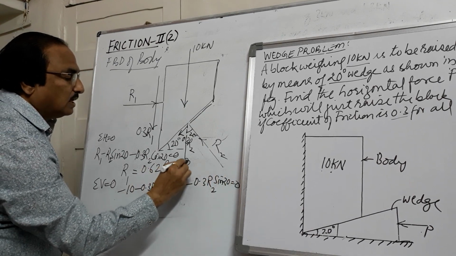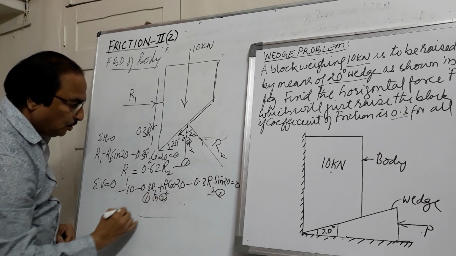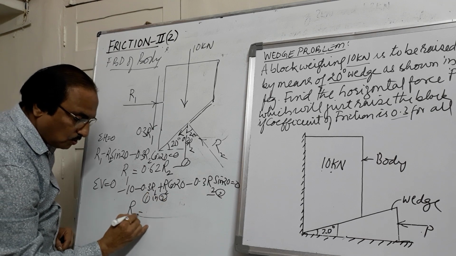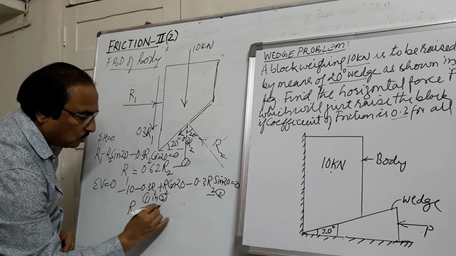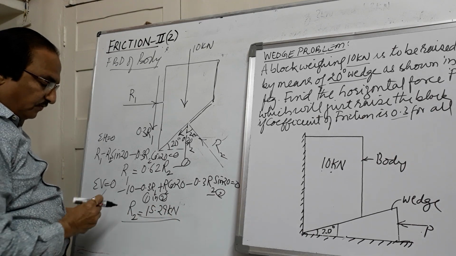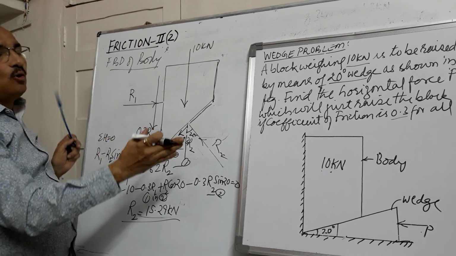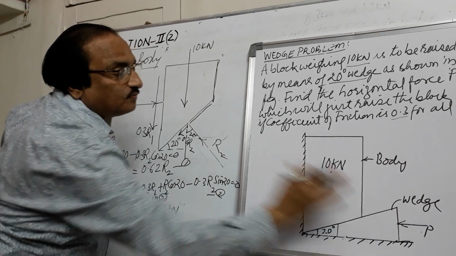If I call this 1 and if I call this 2, substituting 1 into 2, you get the value of R2 is equal to 15.29 kilonewton. The value of R2 is 15.29 kilonewton. So this is the part what you get from the body. Now we will come to the equilibrium of the wedge.